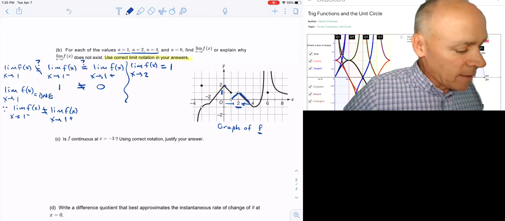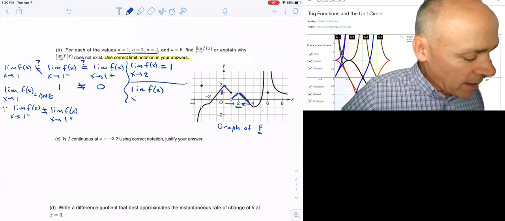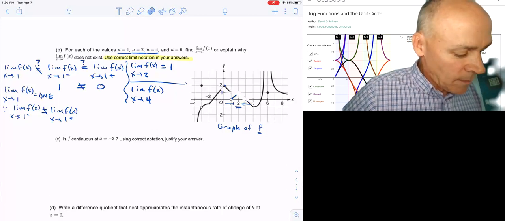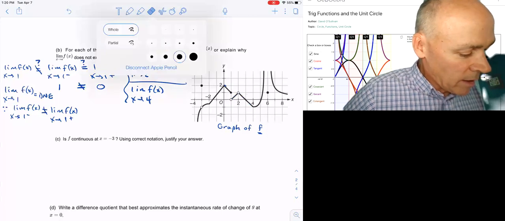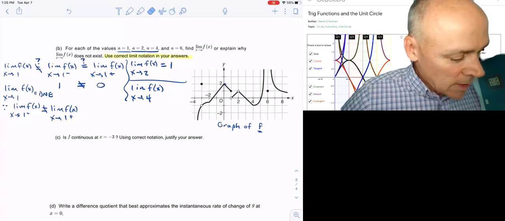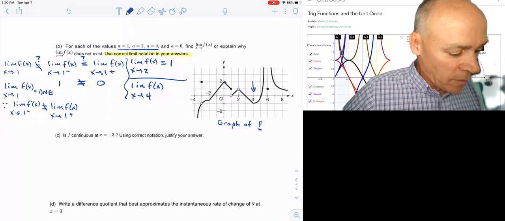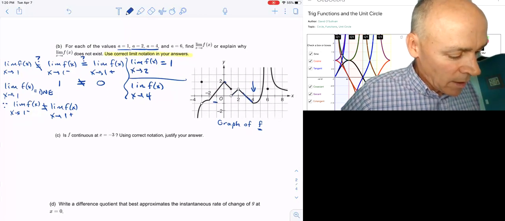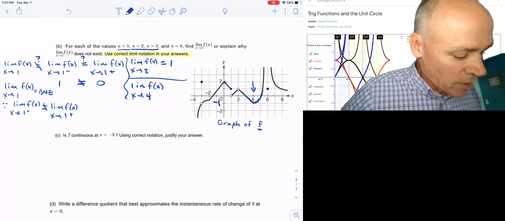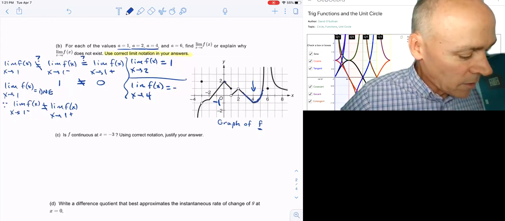Okay, so look at the limit of f of x as x approaches 4. Same thing again. I'm going to look at my function. Now I'm interested in x value of 4. And again, I need to look at it as I approach from the left. Well, it looks like my function is approaching -1. And as I approach from the right, it looks like it's also approaching -1. So the limit of f of x as x approaches 4 is equal to -1.